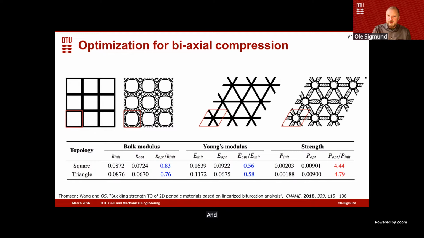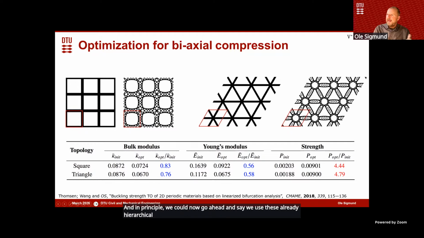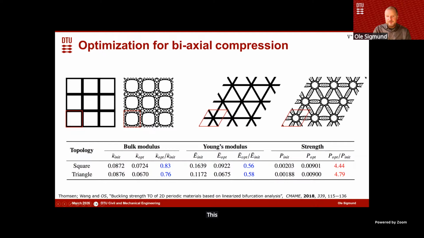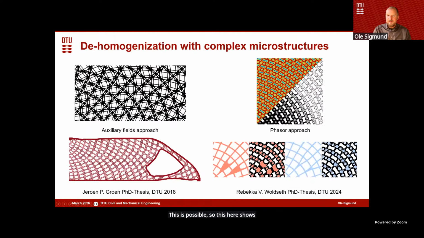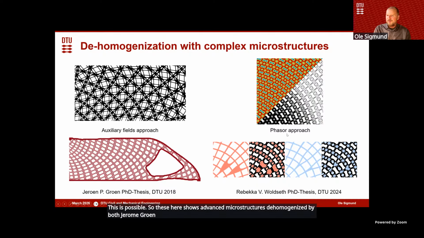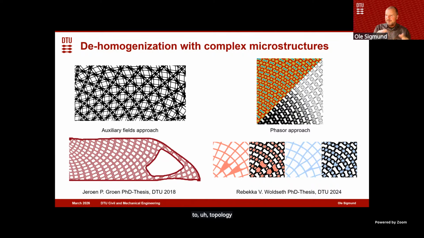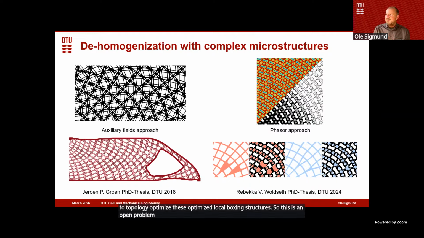And in principle, we could now go ahead and say we use these already hierarchical microstructures as a basis for our homogenization approach. This is possible. So this here shows advanced microstructures de-homogenized by both Jerome Grön in his original work and also with the Phasor approach by Rebecca. But these are really only showcasing what's possible. We actually never got to topology optimized with these optimized local buckling structures. So this is an open problem that I think still is interesting to look at.